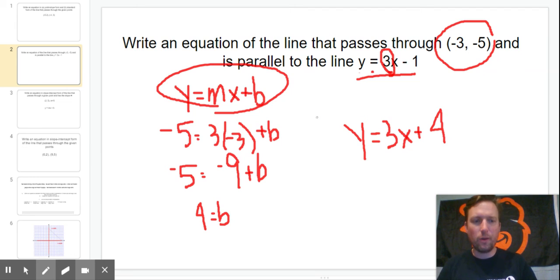So I'm going to give you a couple of questions, just a handful of them today, and we're going to practice writing equations of a line that passes through given coordinates and is parallel to a certain equation.